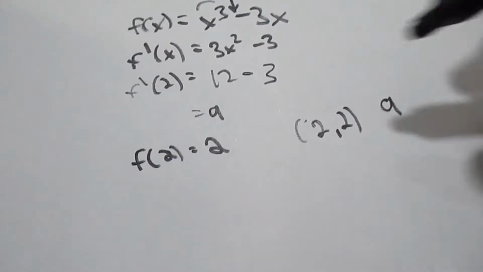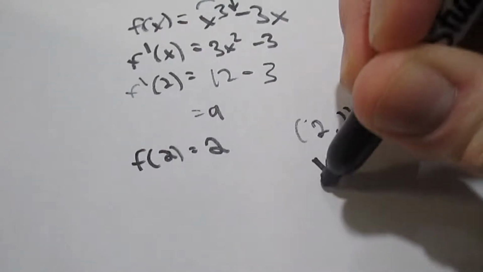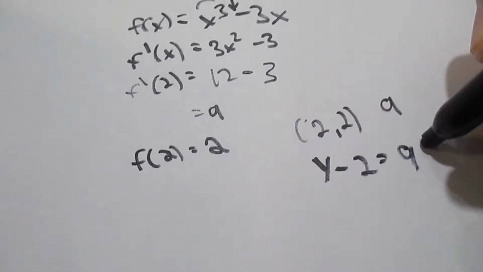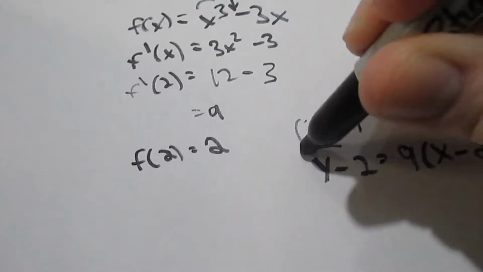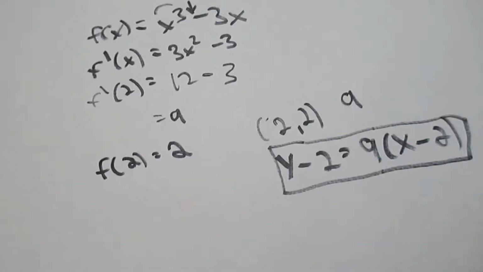So you gotta write that in the equation now. So if you use traditional equation methods, so you got y minus 2 equals, and you put the slope there, 9, x minus the x. And that would be your equation, right there.